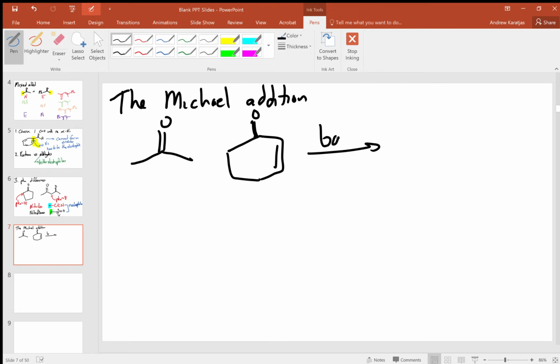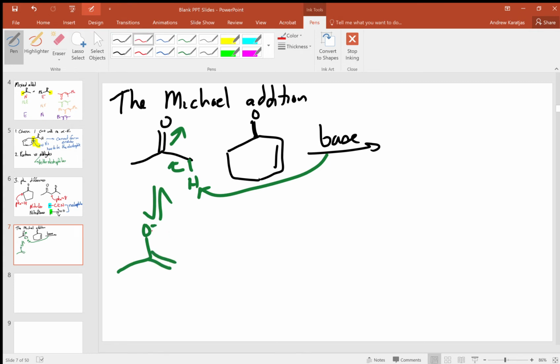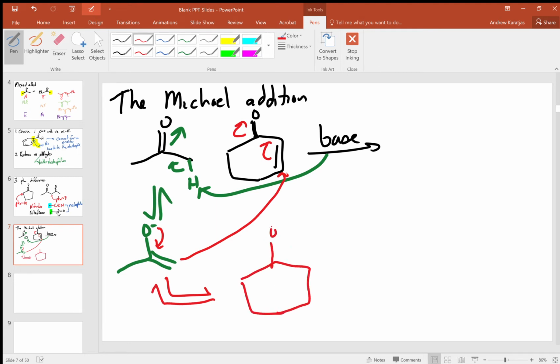If we add base, the base will remove our alpha hydrogen and form an enolate. That enolate can then do its 1,4 attack onto the carbonyl. Resulting in a new enolate, and that new enolate can pick up a proton to give us our product.